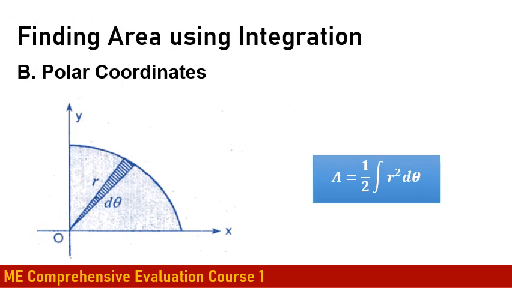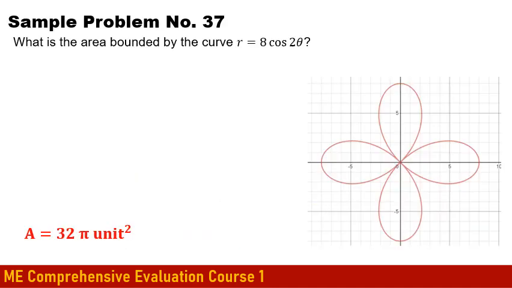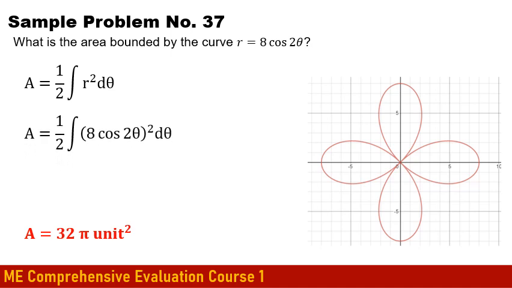If we have polar coordinates, then our area will become 1/2 the integral of r squared d theta. So we have, what is the area bounded by the curve r equals 8 cosine 2 theta? This is actually a 4-rose polar curve. So our area is 1/2 r squared d theta, and then our r is equal to 8 cosine 2 theta. That's why we have this part here.